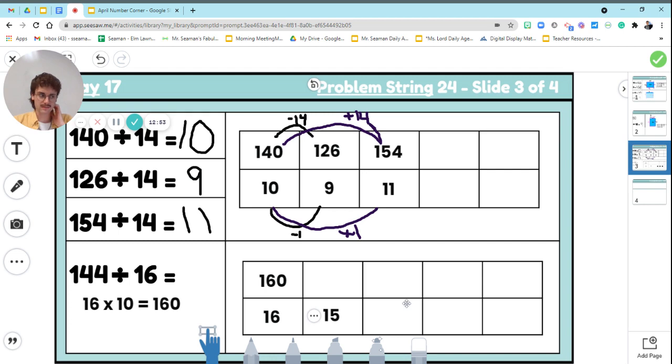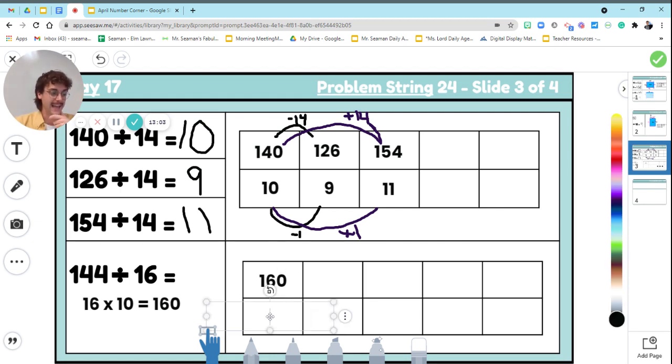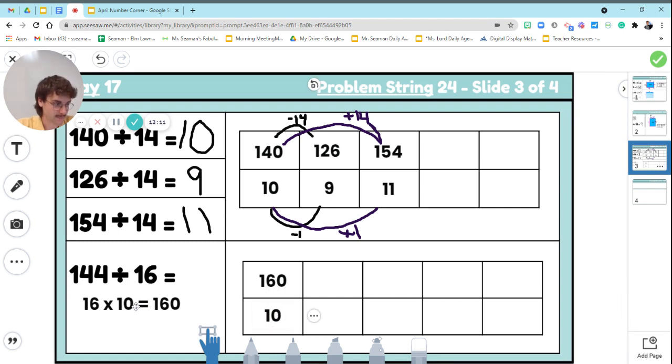Oh, you know what else I'm noticing? I'm not putting 16 here. I just made a really big mistake. Did you guys catch that mistake? I was supposed to put 10 in this box here because it is not 16 times 160. It's 10 times 16 equals 160. Sorry, I'm going all over the place here.